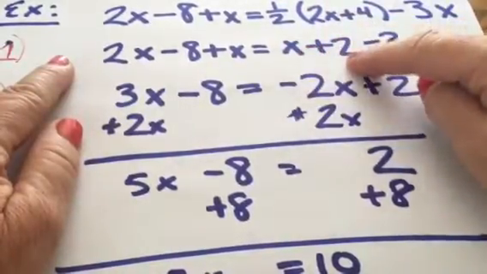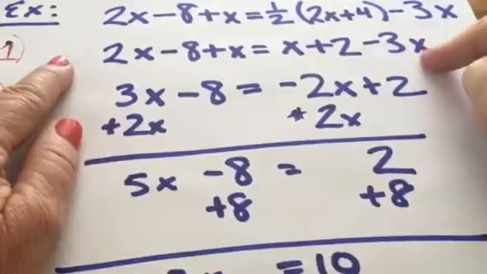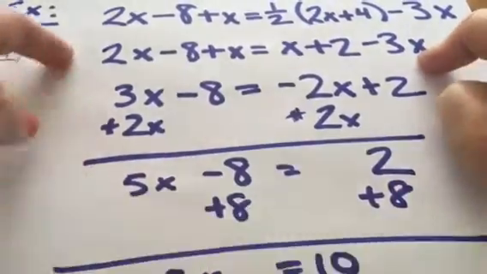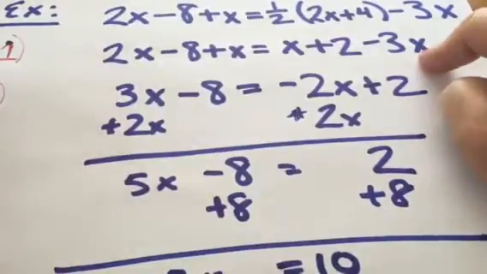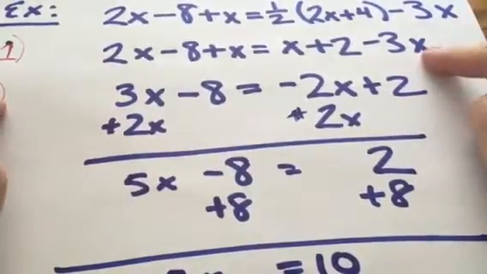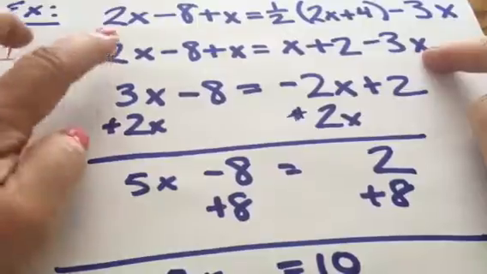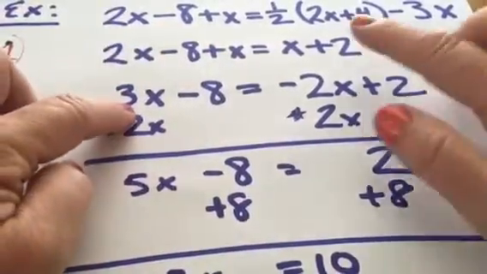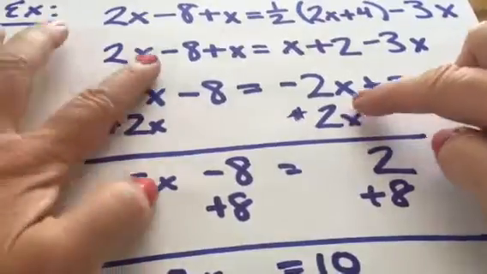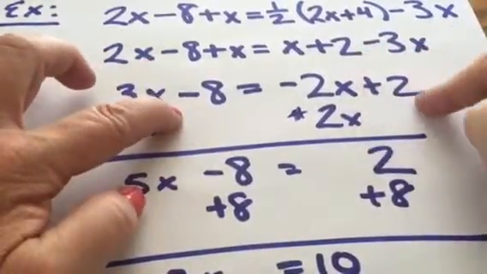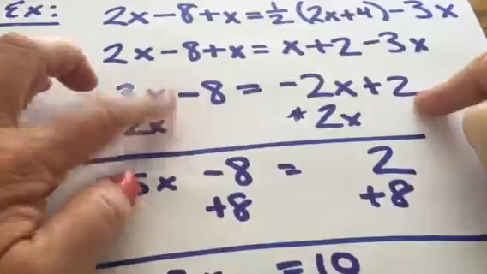Bring down what you get as the result. You didn't touch the minus 3x, so we bring that down as well. We didn't touch the left side, so we just rewrite it. Step 2, simplify each side by combining the like terms. 2x and x is 3x. X and negative 3x is negative 2x. Didn't touch the minus 8, didn't touch the plus 2, so we bring it down.